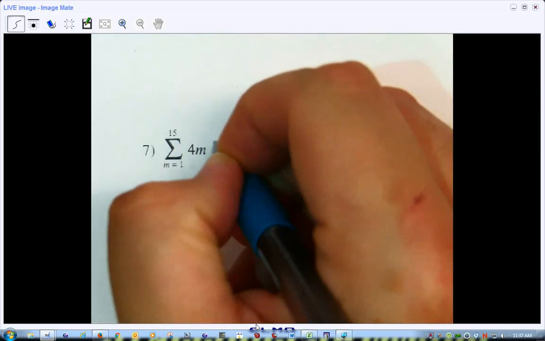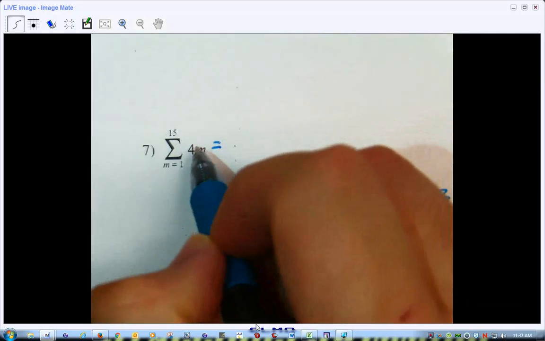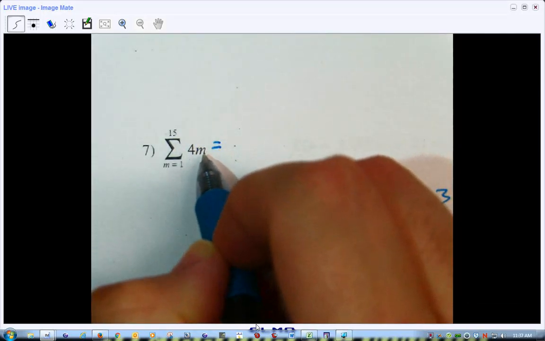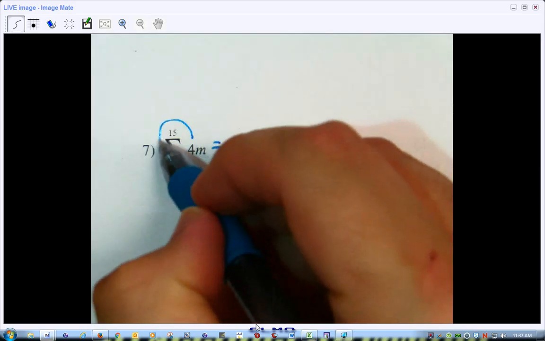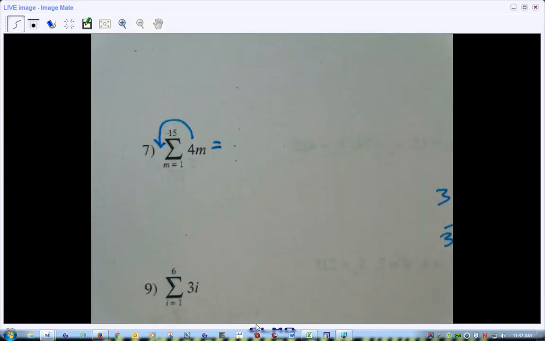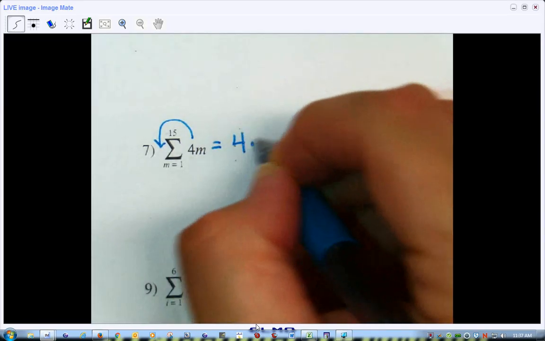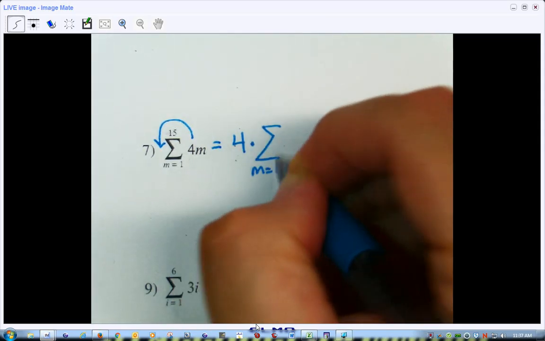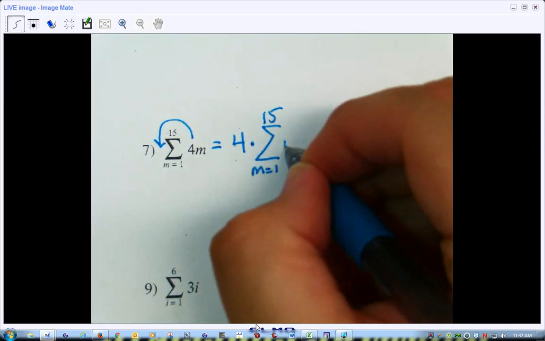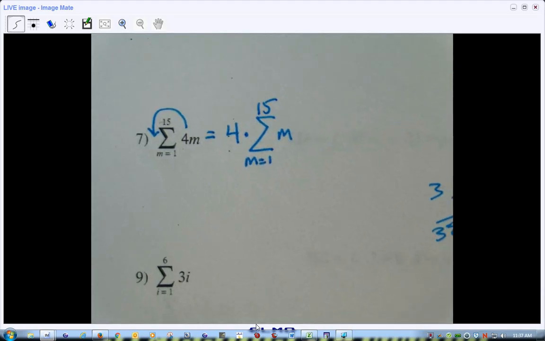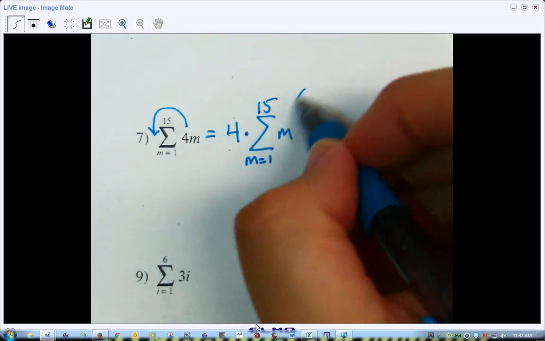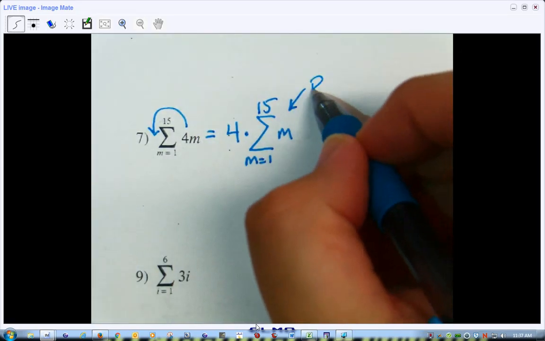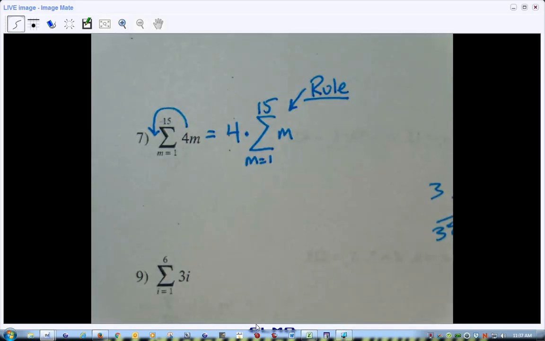There's a rule that says when you have a number times the variable, you could take the number and put it in front of sigma. So it'd be 4 times the summation from m equals 1 to 15 of m. So I have 4 times this, which we have a rule for. So we have a formula for this.